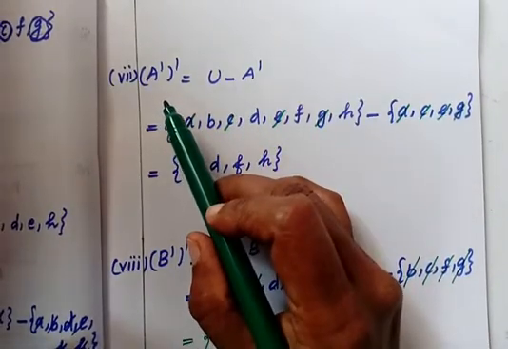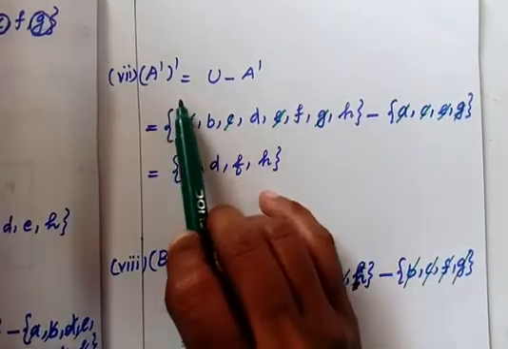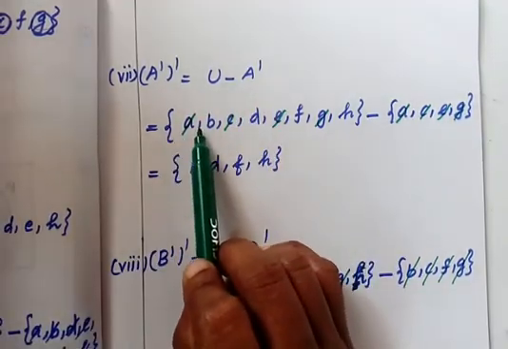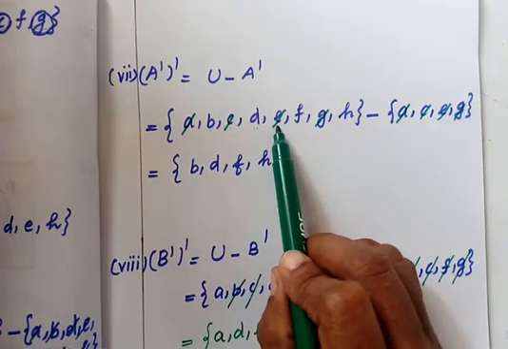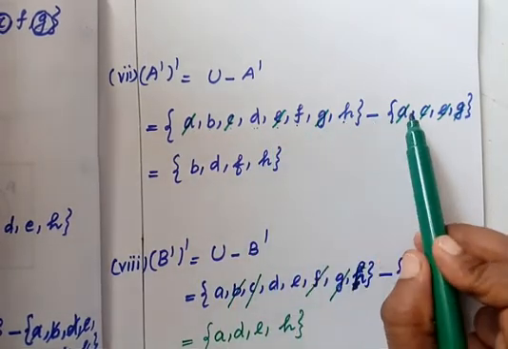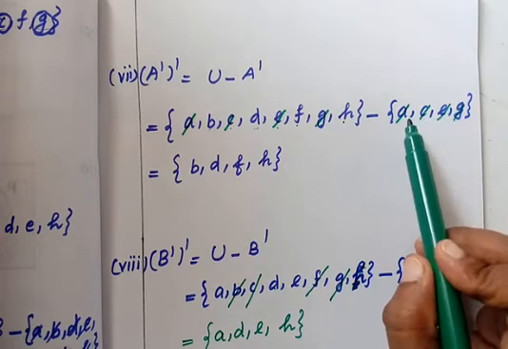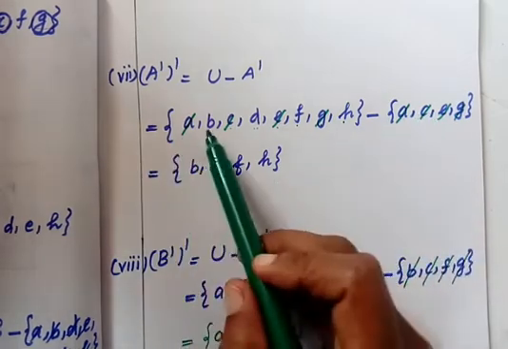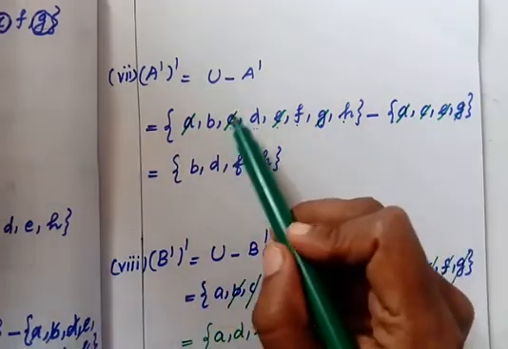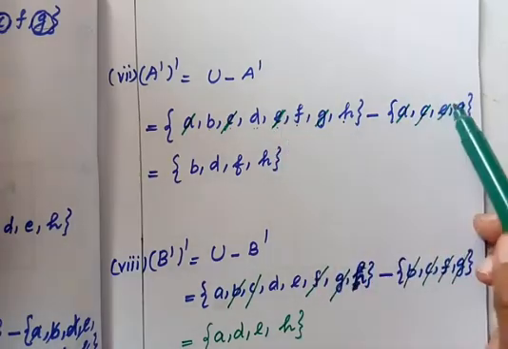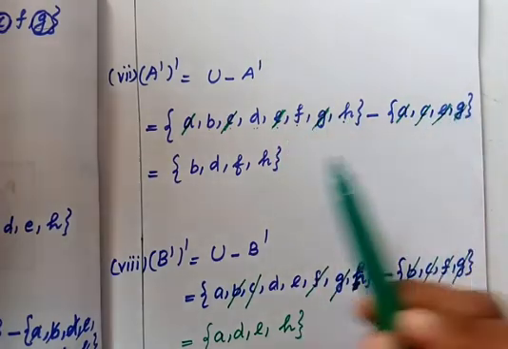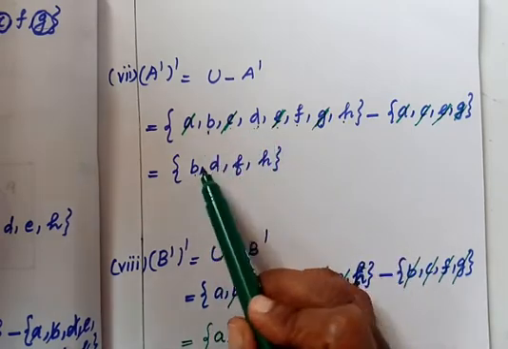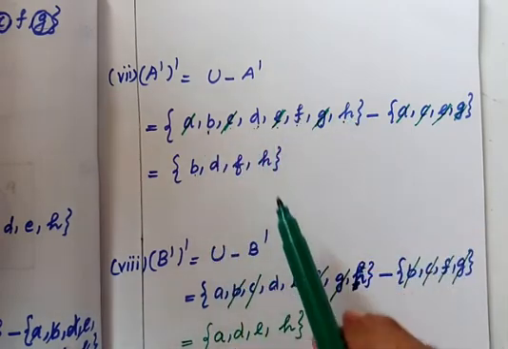Next one is A dash the whole dash. A dash the whole dash is equal to U minus A dash. What are the elements of U set? A, B, C, D, E, F, G, H minus A dash. Already we found the A dash set: A, C, E, G. Here also we have to cancel the common elements. A, then C, then E, then G. Now you write the elements in the first set. What are the elements? B, D, F, then H.